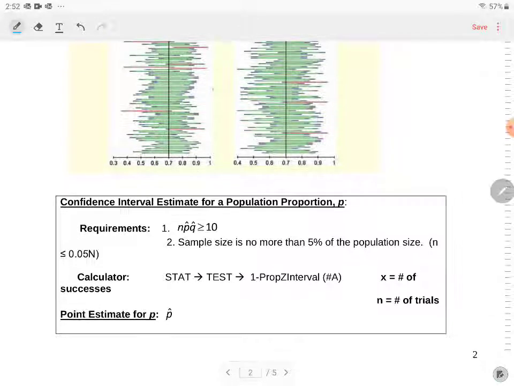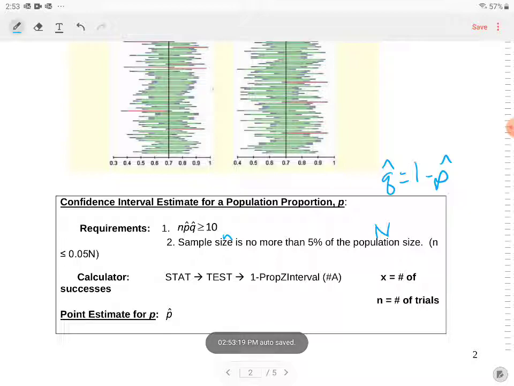You have a couple of conditions. N p hat q hat has to be greater than or equal to 10. And the sample size is no more than 5%, so n is less than or equal to 0.05 capital N, which is your population size. The population size is capital N, and your sample size is small n. Let's review: q hat is equal to 1 minus p hat. It has to sum to 1. X is the number of successes, and n is the number of trials.